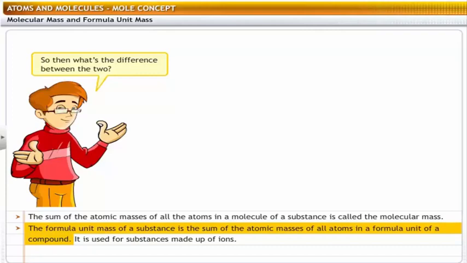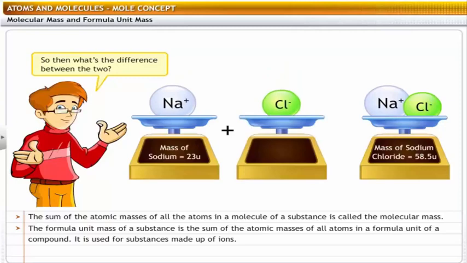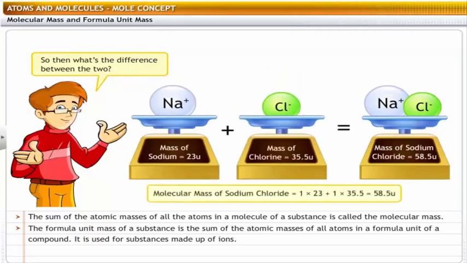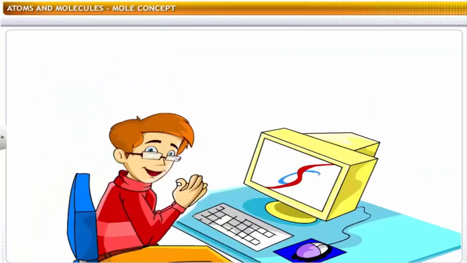The term formula unit is used for those substances which are made up of ions. For example, sodium chloride that contains sodium and chlorine atoms whose weights are equal to 1 multiplied by 23 plus 1 multiplied by 35.5 equals 58.5 atomic mass units. How about some problems? Watch me as I work my way out of questions related to the mole concept.